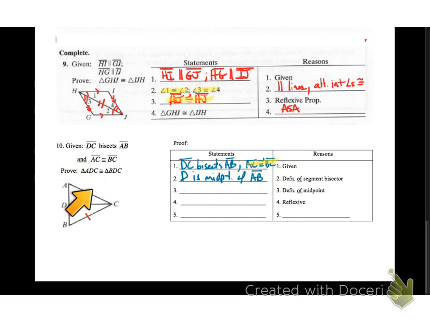And I didn't emphasize this on the first one, but when it tells you that something is congruent, mark it on here. When it tells you that AC is congruent with BC, mark it on here. What does it mean for D to be a midpoint? That means that those two segments are congruent. Mark them. Reflexive side, that's in both of them. What's the reason we have those side, side, side?